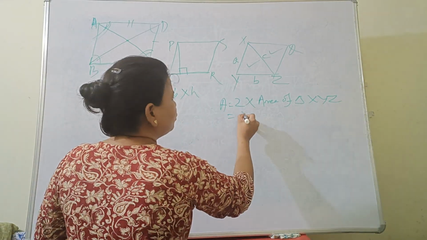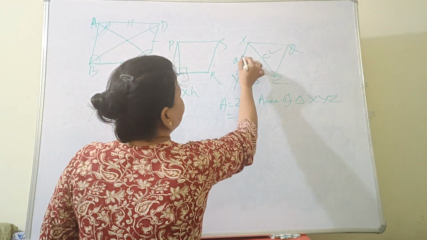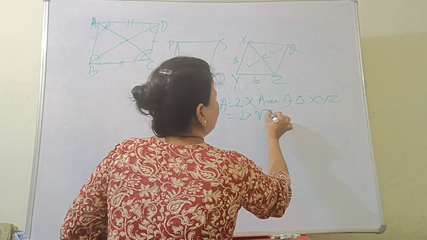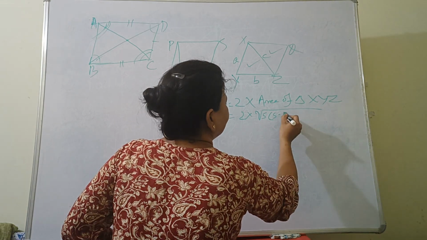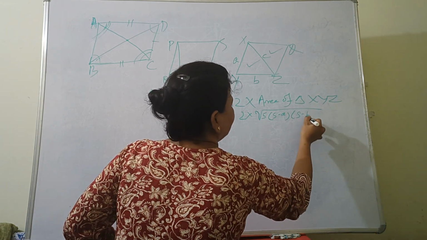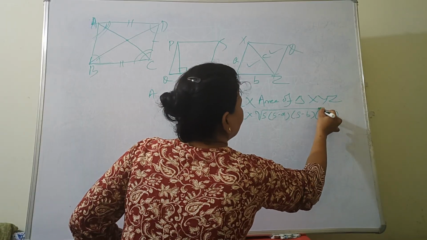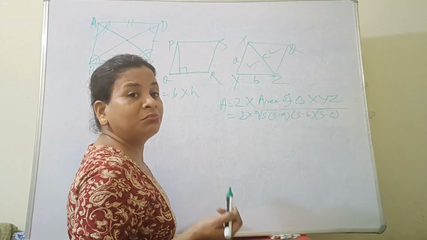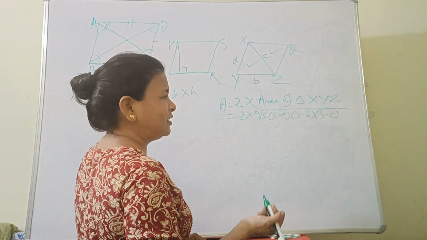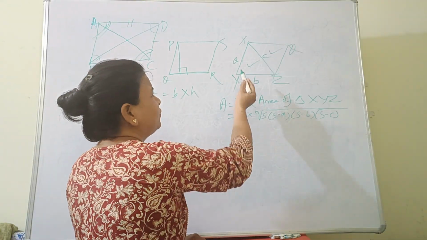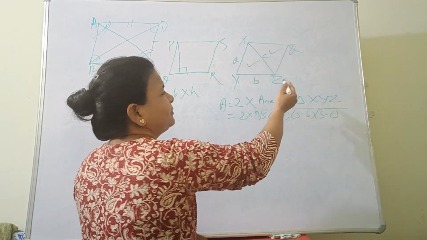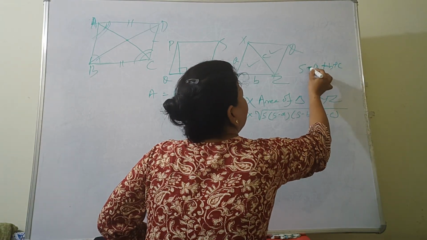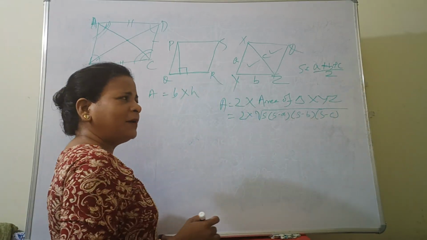So in this case, 2 will be multiplied with the area of the triangle. By taking the three sides of a triangle, the formula to obtain the area is root over S into S minus A into S minus B into S minus C. What are S minus A, S minus B, S minus C? S is half of the perimeter. It is the semi-perimeter of a triangle. So when a triangle's perimeter is equal to A plus B plus C, then S can be obtained by A plus B plus C divided by 2.